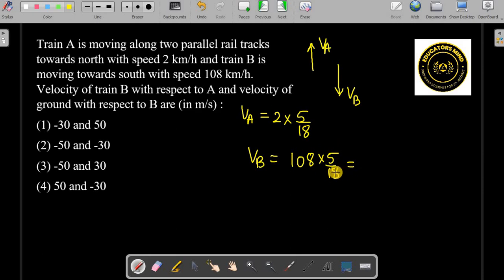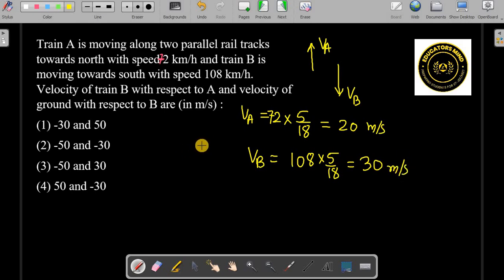So what does this come to? I think from here we can see 6 into 5, 30 comes. I think this will be 72, isn't it? It will be 72. So there is a mistake here. This is 72. So 72 into 5 by 18 will come to 20. So 20 meter per second and 30 meter per second.